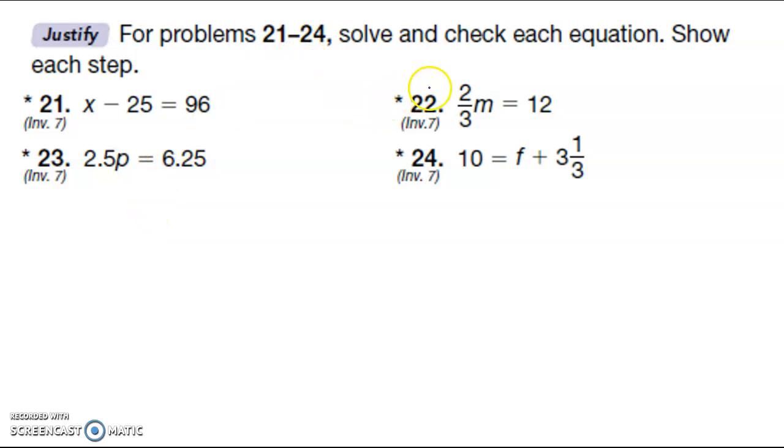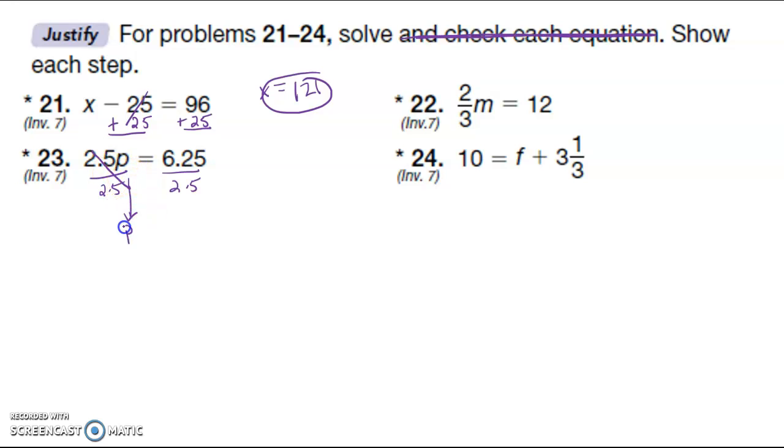Okay, for 21 through 24, we're going to solve these. I don't want you to go back and check them because that creates more confusion than it's worth. Here you're going to add 25 to both sides. This is going to go away. X is equal to 96 plus 25, 121. You should know how to do these right here, just from 2.5. So P comes down, P equals comes down, and then 6.25 is 2.5.